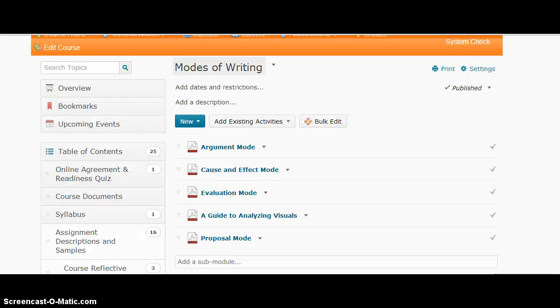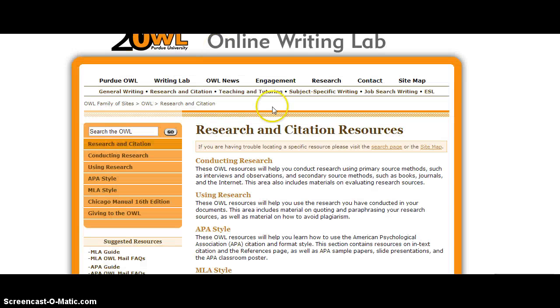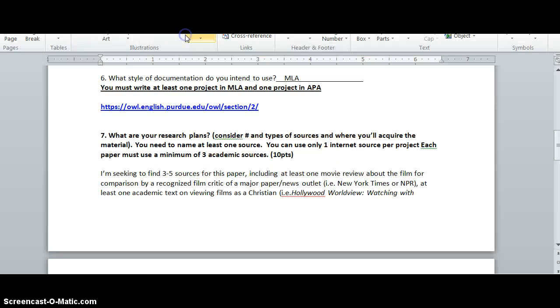To give you a little peek of what that looks like, here it is. Notice that they have a link up at top that says Research and Citation. It gives you ideas on how to conduct research, use research, and use the two documentation styles, APA and MLA. Next, we'll go back to our writing project.